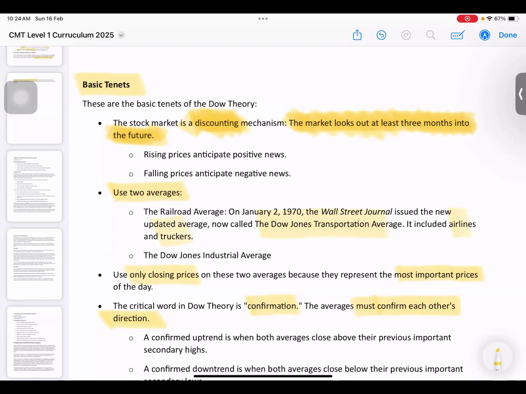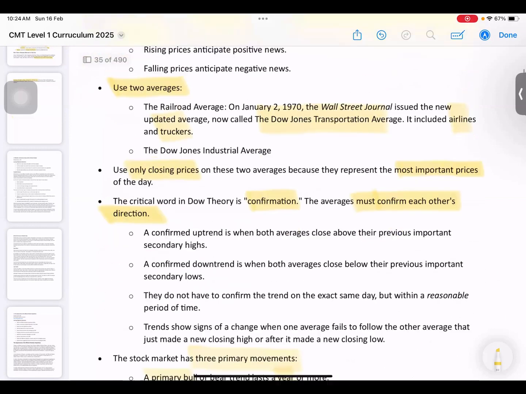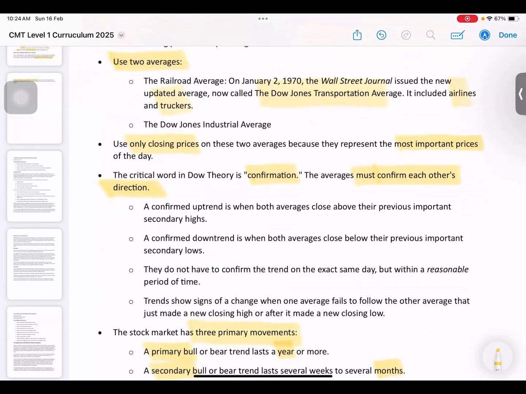The second one is the Dow Jones Industrial Average. Now, you need to remember that for all analysis of Dow theory, only closing prices of these averages are used because they represent the most important prices of the day. They may ask you, why do you think the closing price is the most important price of the day? And the reason is that in the morning the market opens. Remember, CMT comes from the US, so there can be a lot of questions with respect to the US.